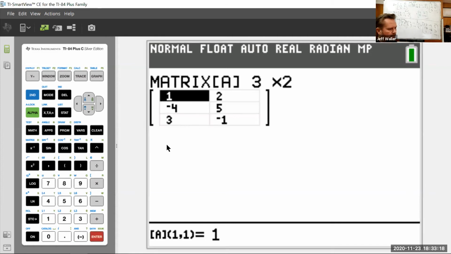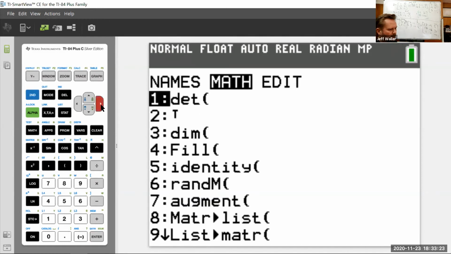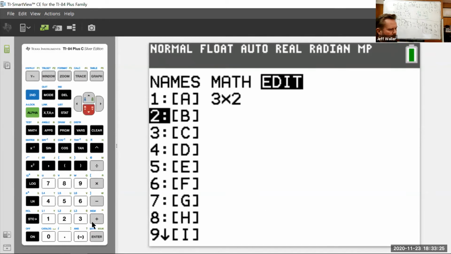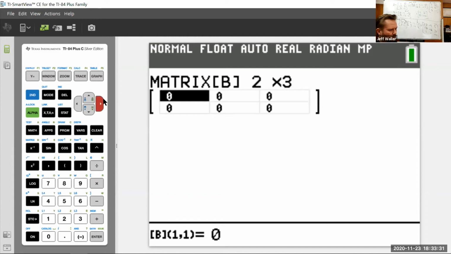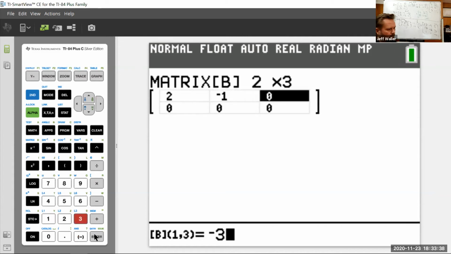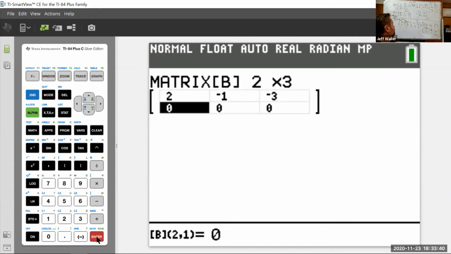Cool. So matrix A is defined. So now let's hit the matrix button and go back to edit. Let's edit matrix B. Let's put matrix B in there, and it's 2 by 3. Five, negative 4, 4. Now, here's where the cool part happens.